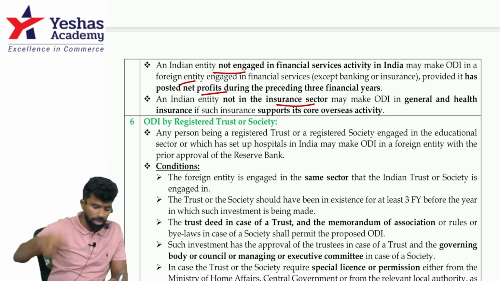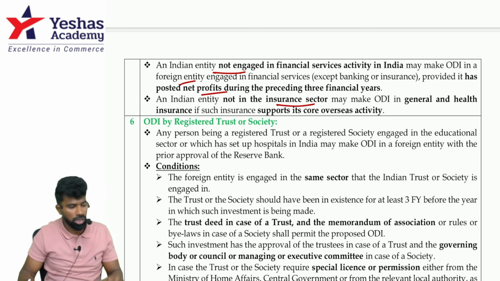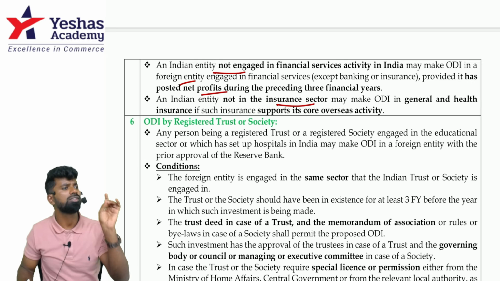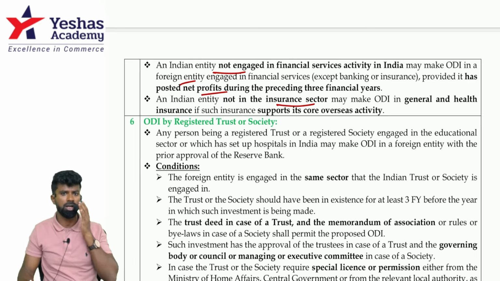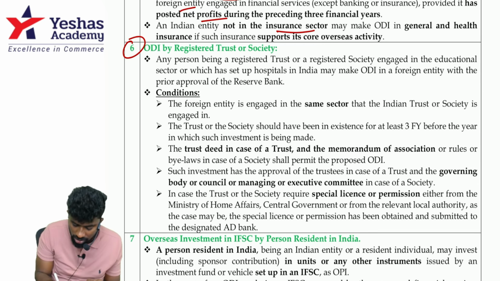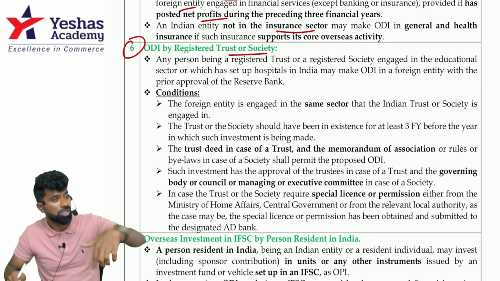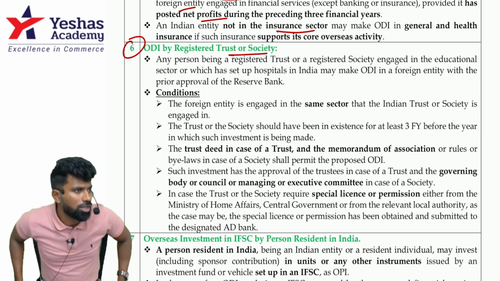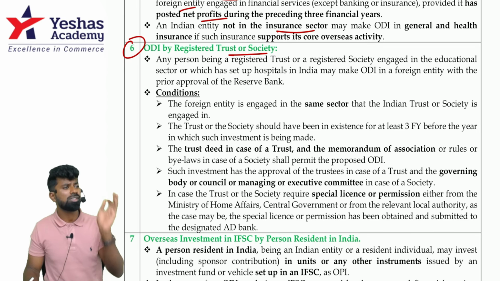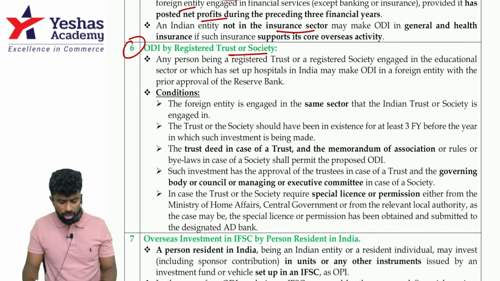What business? They may ask this question in the examination. What are the conditions to be satisfied for making investment in the financial service sector? What sector? Financial service sector. Next one, ODI by registered trust and society. Based on this, they asked a question in the previous examination. What are the conditions to be satisfied for making ODI by a registered trust or a society?